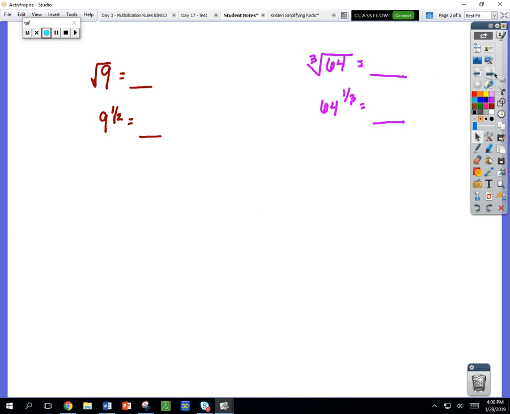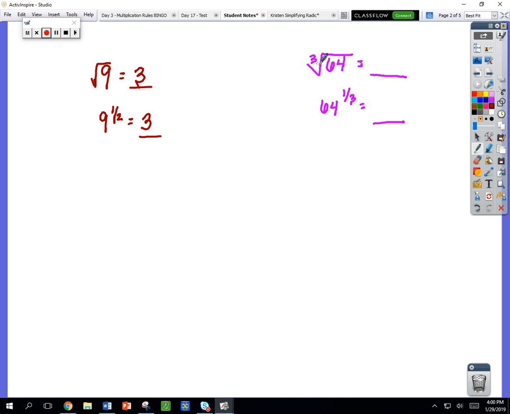So first I want you to consider and remind yourself what is the square root of 9. And the square root of 9, when I type that in my calculator, gives me 3. Now I want you to take the same calculator and take 9 to the 1/2 power. You should have gotten 3.